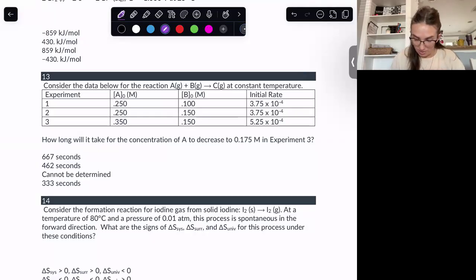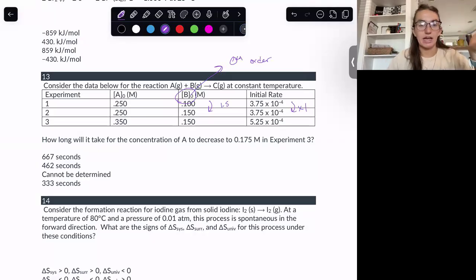So when we look at B here, going from experiment 1 to 2, we see that when we multiply the concentration by 1.5, we see times 1 in our rate. So no matter what you change B by, the rate is not changing. If the concentration is changing but the rate is not, that means that B is 0th order. It is not concentration dependent, and so we don't need to worry about it.